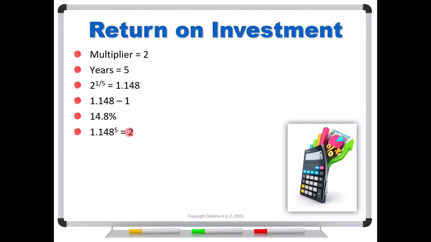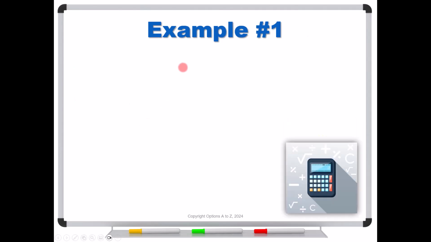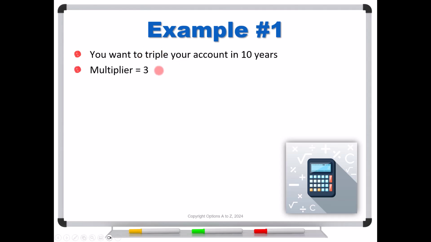So this whole idea of a geometric return can take a little bit of examples and work to get used to it, but it's actually quite simple. Let's run through a few examples. Let's say that you want to triple your account in 10 years. Well, what's your multiplier? It's 3. You're trying to triple your account.